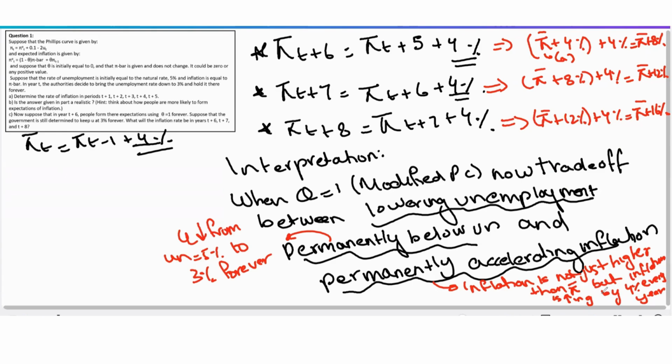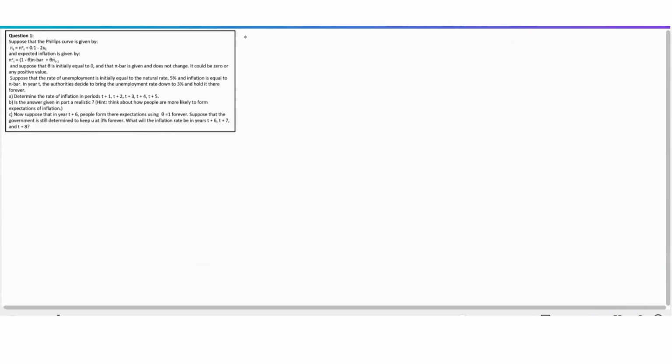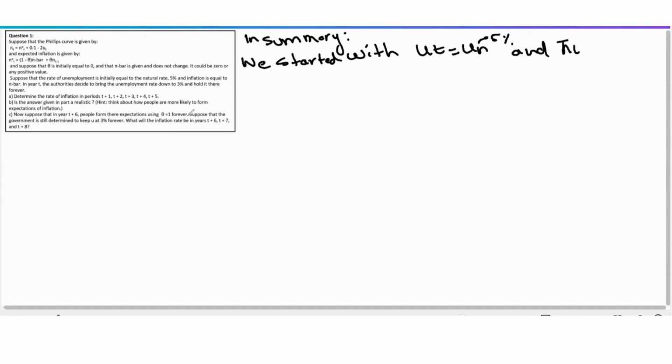So in summary, now let's summarize what we have learned from this about the original and the modified Phillips curve. So let's do a quick summary now. In summary, we started with UT equal to UN, which was 5%. So we started with UT equal to UN. And, okay, no, wait. Let me just write it down.